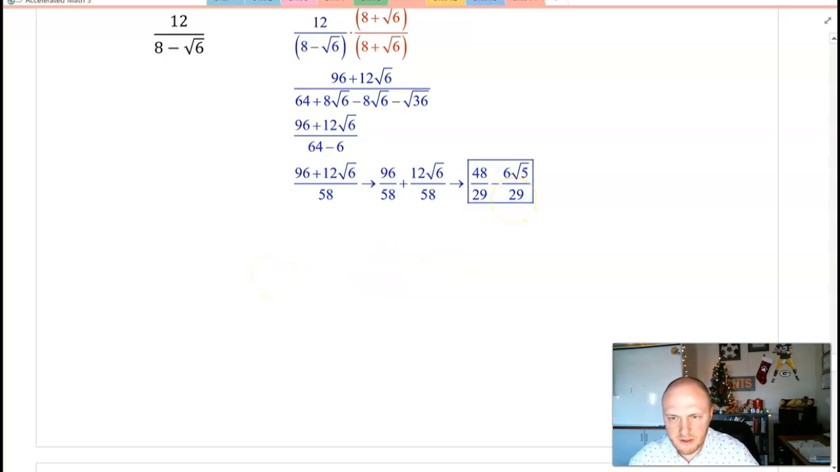I have a typo here. I'm not sure why it went from root 6 to root 5. That should be a root 6 in there. So I'm glad I caught that error. Okay, so 6 root 6.